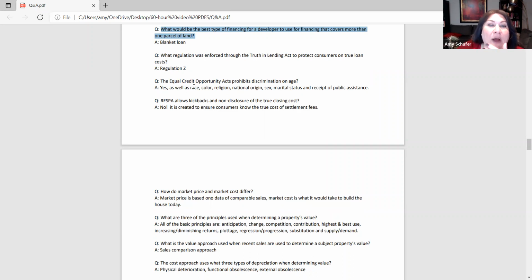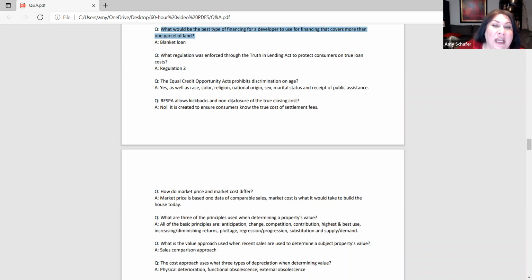Now, we've talked about the Equal Credit Opportunity Act, with fair housing around redlining. And yes, this protects race, color, religion, national origin, sex, marital status, and receipt of public assistance. The marital status and receipt of public assistance are a little bit different than what fair housing protects.